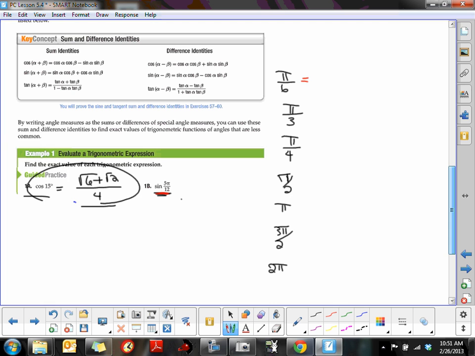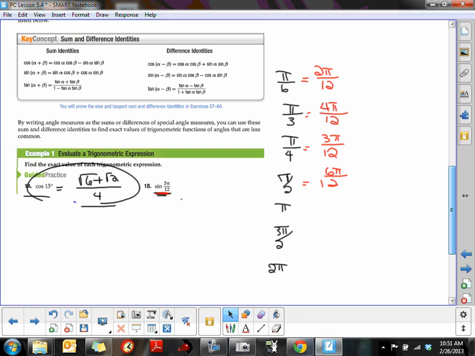If I don't see the connection right away, what I can do is write pi sixths as 2 pi 12ths, pi thirds as 4 pi 12ths, and pi fourths as 3 pi 12ths, and so on, until I find a connection. So pi halves is 6 pi 12ths. But I'm going to stop there, because at this point I can see that I could use a sum identity to combine pi fourths and pi sixths, because that's 2 pi 12ths plus 3 pi 12ths, which would be 5 pi 12ths. So this is going to be written as the sine of a sum, pi sixths plus pi fourths.